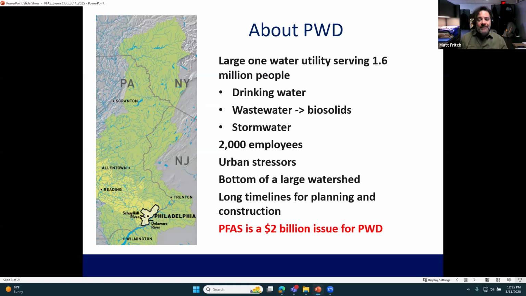Being a large utility, we have a very long timeline for planning and construction. So when Dr. Kabuye was mentioning the 5 years for utilities to comply with PFAS, that's not a lot of time for us to try to update and upgrade our large drinking water plants that were built in the 1960s. And if you were to ballpark a price tag for PFAS for the water department, we're talking about $2 billion. So this is a very huge issue for us.